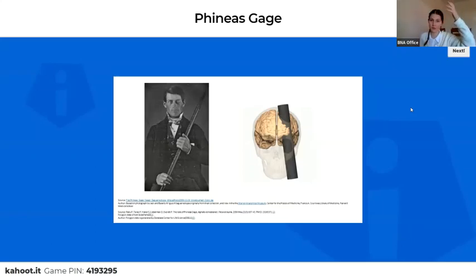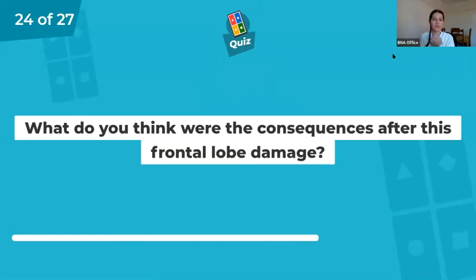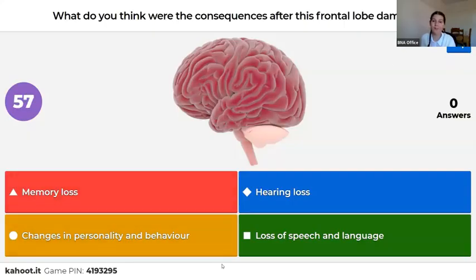So I've got a question for you. Remembering when we talked about the lobes, if it went through his frontal lobe, what do you think were the consequences of this? What do you think were the consequences after this frontal lobe damage? What would have happened to him? What would it have been like? I can tell you that he did survive, but what do you think would have happened to him in terms of how he was affected in everyday life?